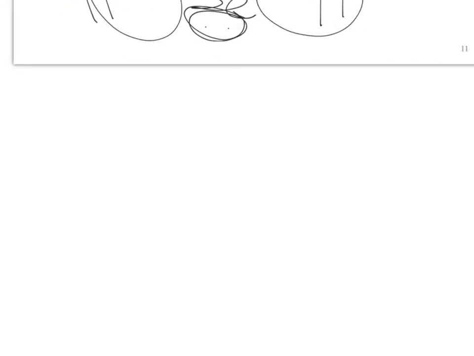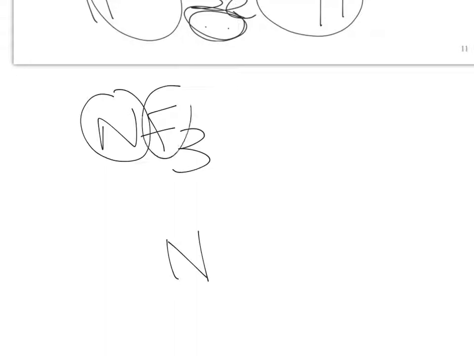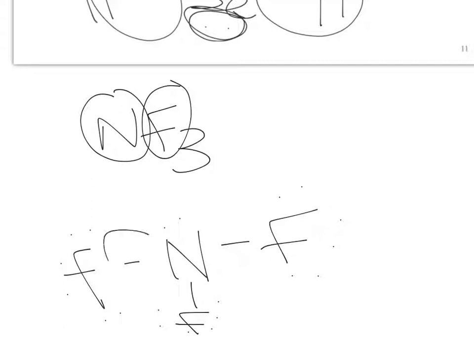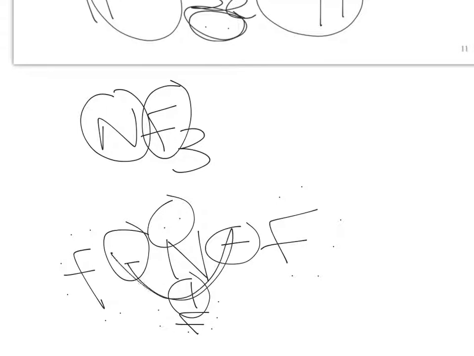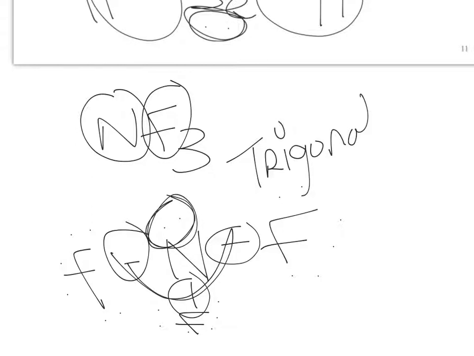Now let's do NF3. Central atom is nitrogen because nitrogen likes to make 3 bonds and fluorine likes to make only 1. We're going to do the electron dot formula the same way we did it before. We notice now that we have 1, 2, 3, 4 groups. 3 are bonding, 1 is non-bonding. The shape of this molecule is trigonal pyramidal.